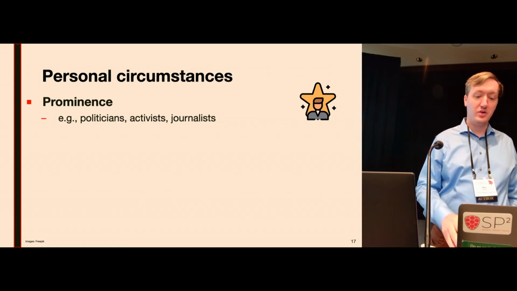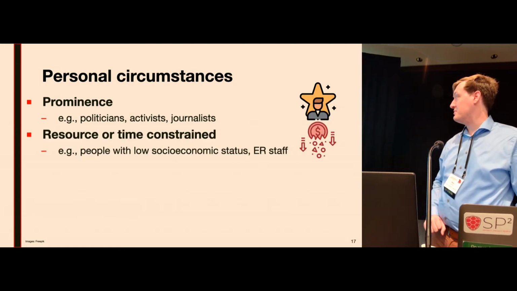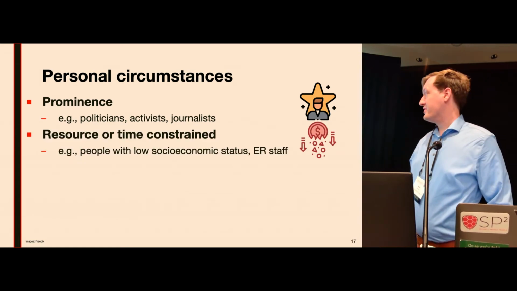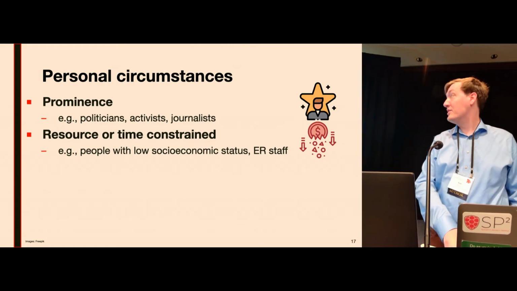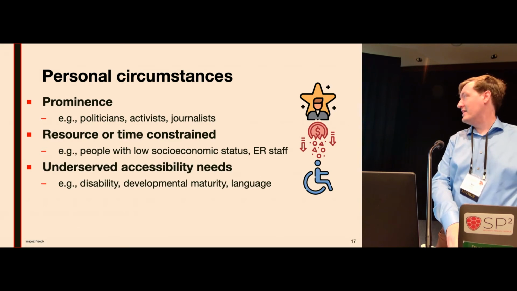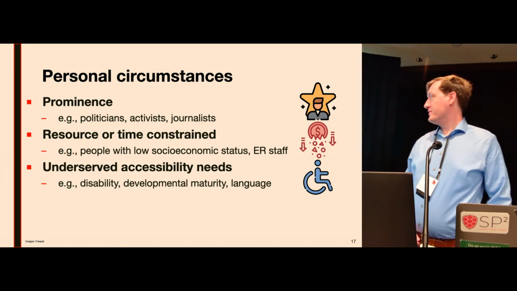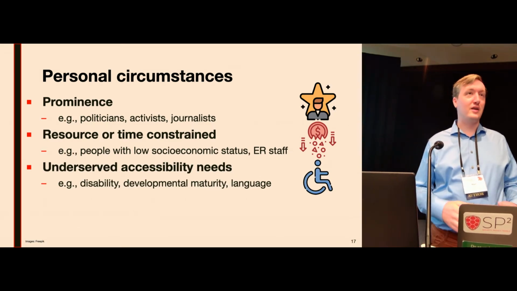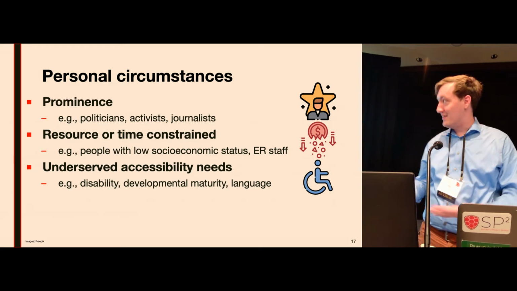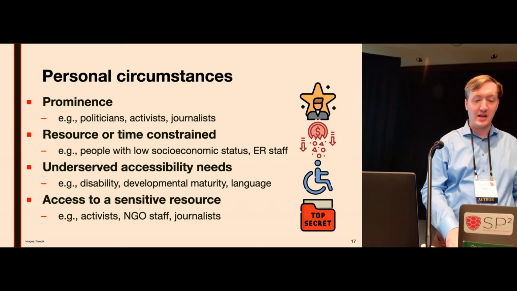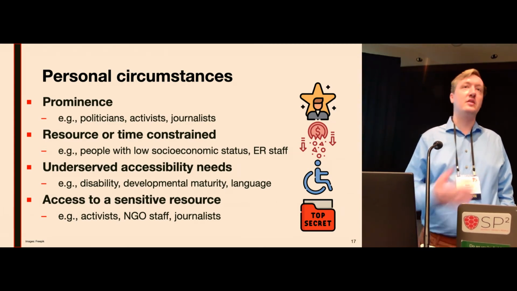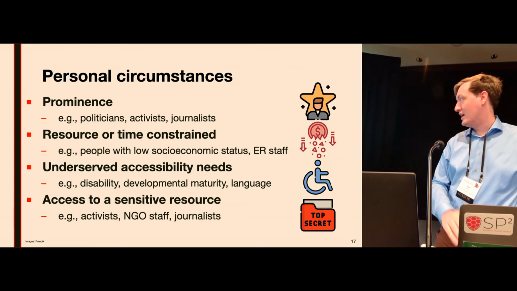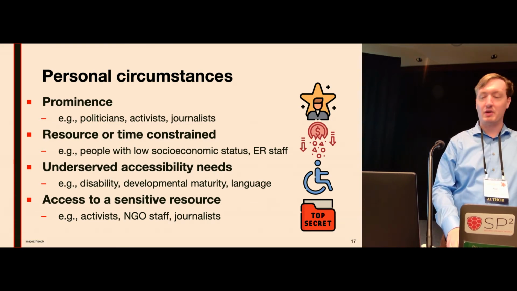The more people know who you are, the more likely you might be to be targeted. Particular resource or time constraints can have a significant impact on digital safety, particularly in the areas of recovering from negative incidents. Underserved accessibility needs are a problem across all of technology, and digital safety is not exempt from that by any means. And finally, having access to some sort of specific sensitive resource, much like having access to other at-risk users, might put you at greater risk.